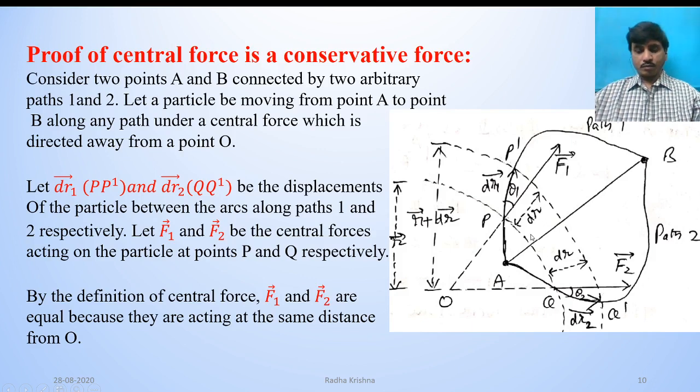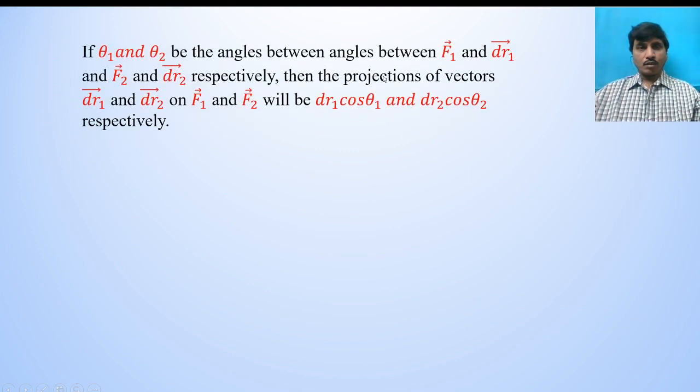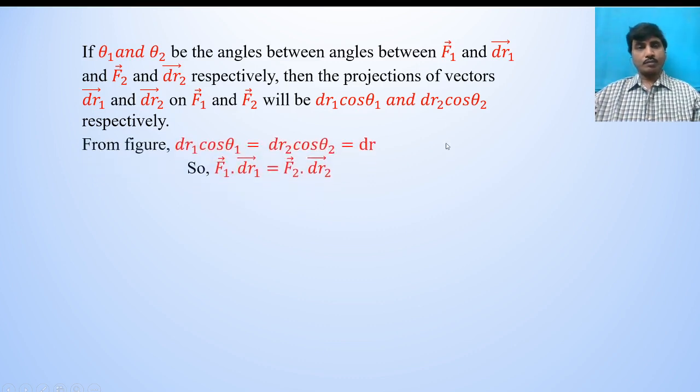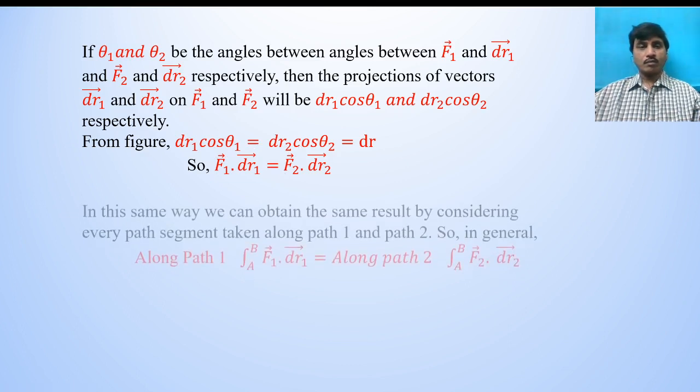Then the projections of vectors dr1 bar and dr2 bar on F1 bar and F2 bar will be dr1 cos theta 1 and dr2 cos theta 2 respectively. From the figure, dr1 cos theta 1 is equal to dr2 cos theta 2, which is equal to dr. So, F1 bar dot dr1 bar is equal to F2 bar dot dr2 bar, because F1 bar and F2 bar are central forces, both are equal, and dr1 cos theta 1 and dr2 cos theta 2 are the components of dr, which are also equal.